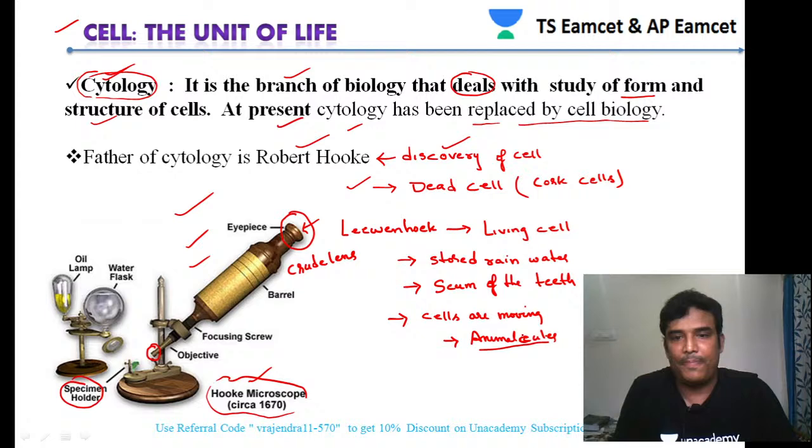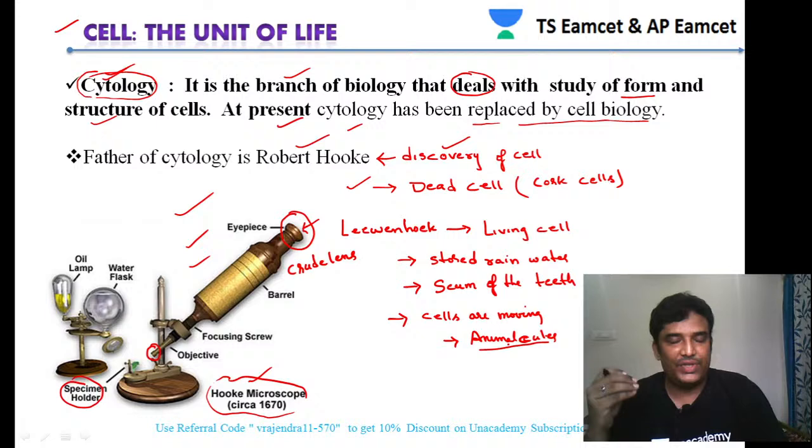So once again, this is related to the discovery of cells. The dead cell was first discovered by Robert Hooke, and the living cell was first discovered by Anton von Leeuwenhoek. The living cell was discovered in stored rainwater and scum of the teeth. When he observed under his own microscope, he found that the cells were moving, and these moving cells he named animalcules.